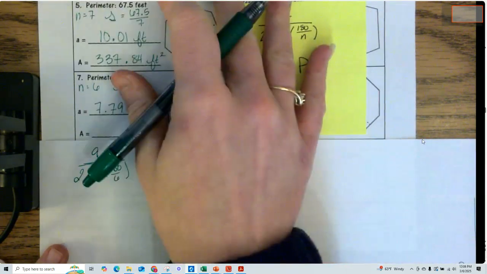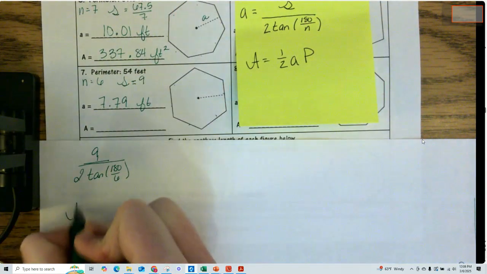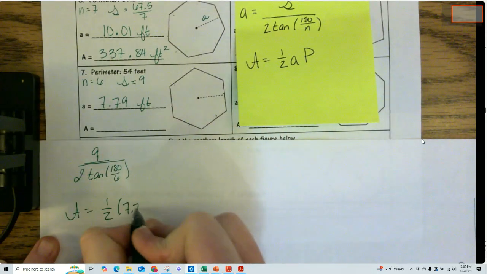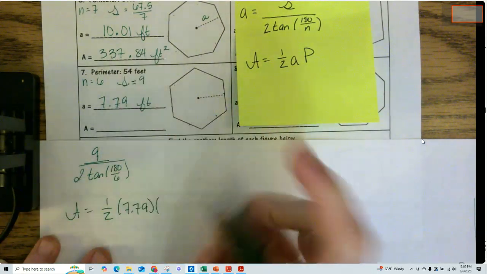And then if we want to find the area, 1/2 little a times the perimeter.